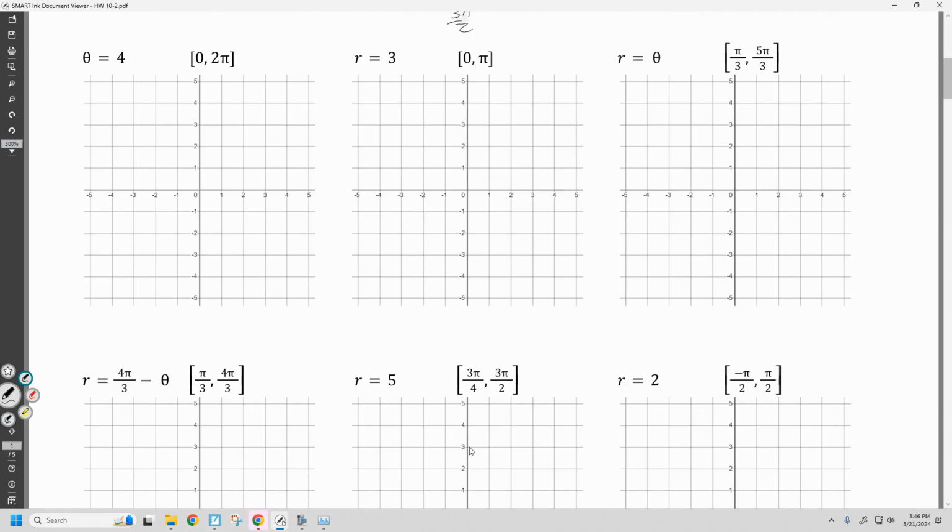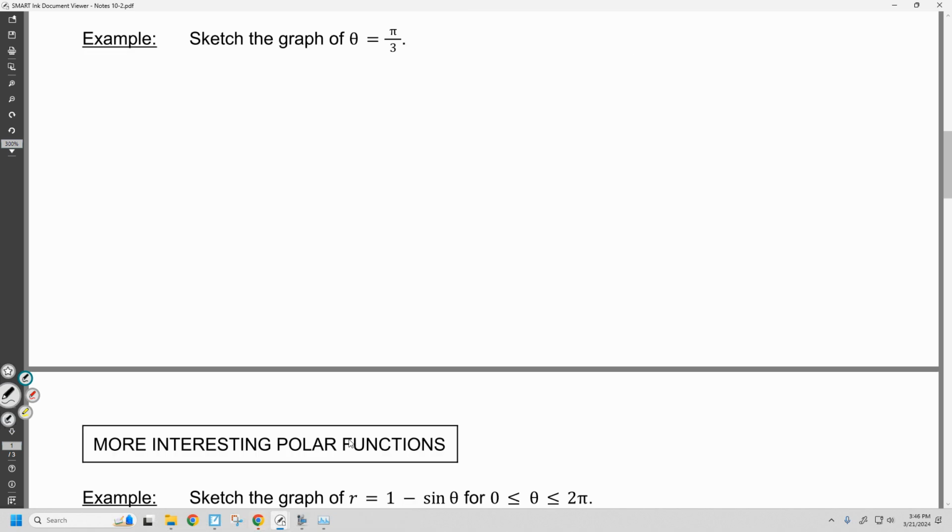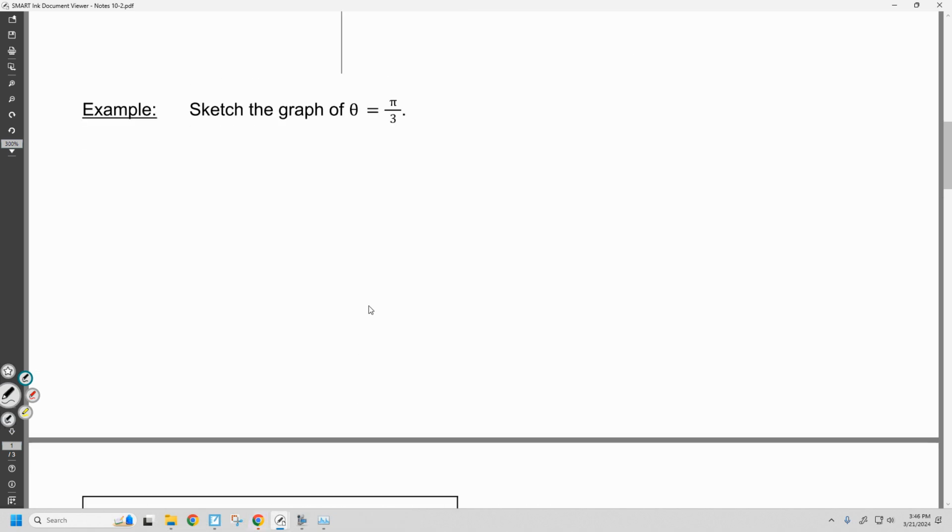What about one more interesting one before we move on to what some people think are easier? Theta equals pi over 3. What does theta equals pi over 3 look like? What do you think that looks like?